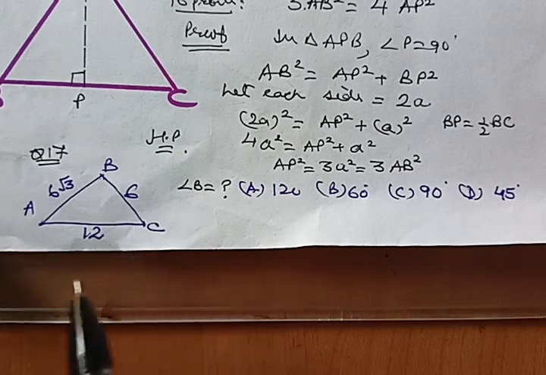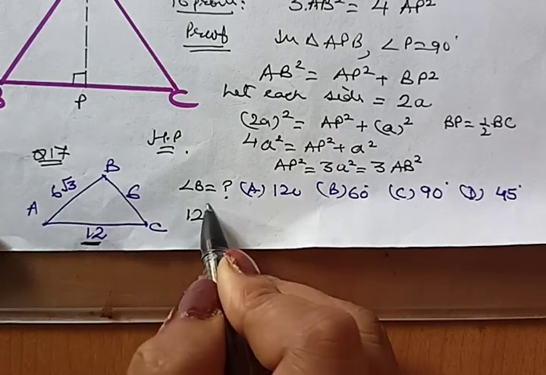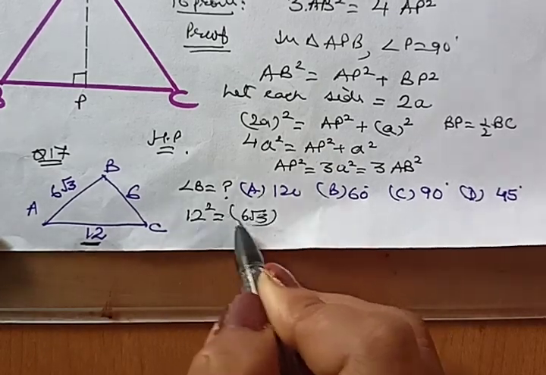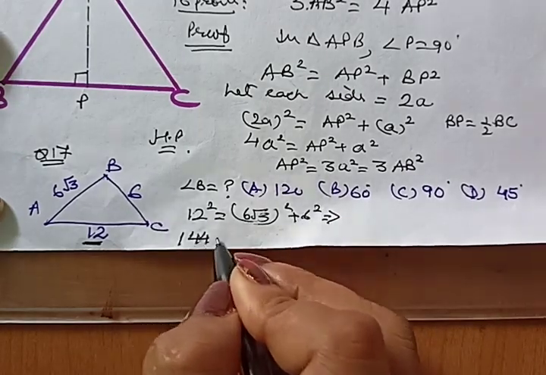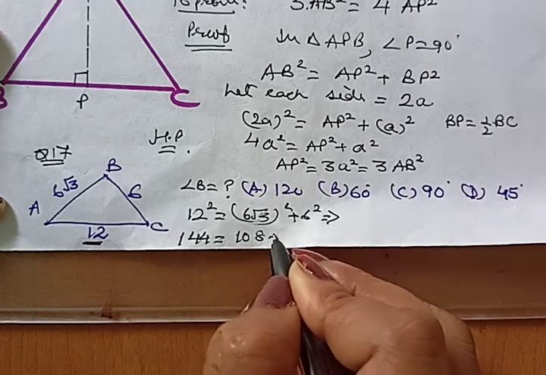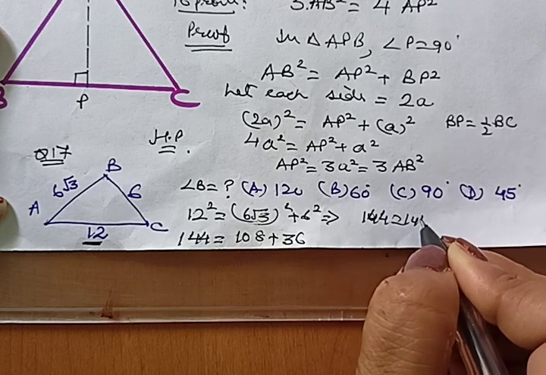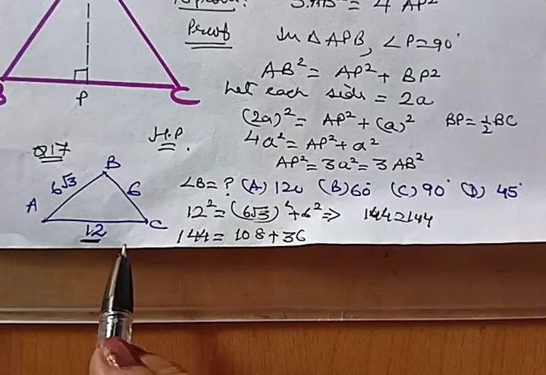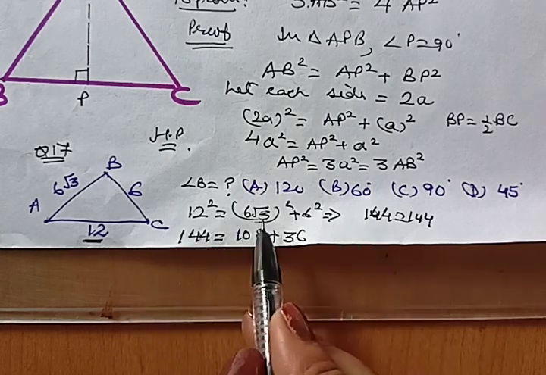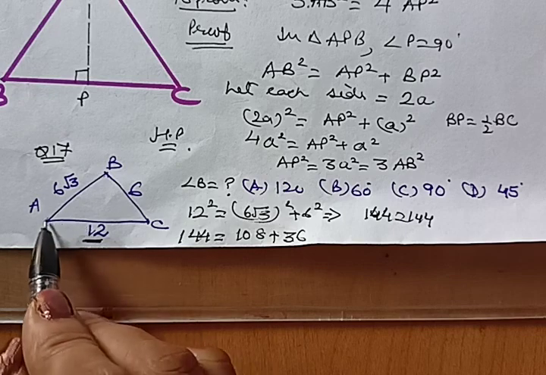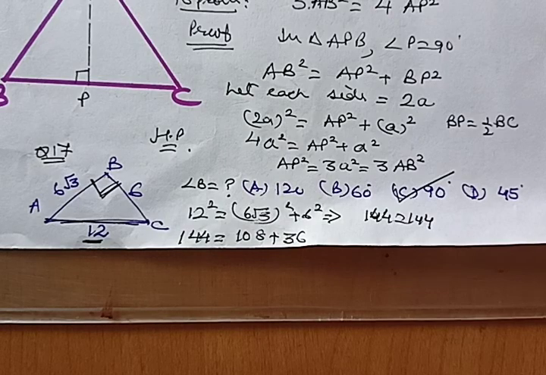Now here clearly let's try to apply the converse of Pythagoras theorem. Since 12 is the longest side, let me write 12 square is equal to 6 root 3 whole square plus 6 square, which gives me 144 is equal to 36 into 3, that is 108, plus 6 square, that is 36, and I get 144 is equal to 144. So by converse of Pythagoras theorem, if this sum is equal, then angle opposite to the longest side, that is angle opposite to side 12, angle B, must be 90 degrees. Hence C is our correct option.